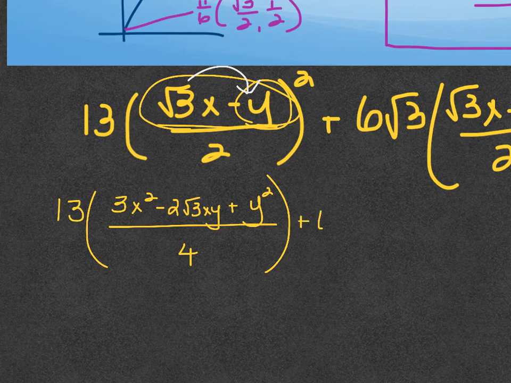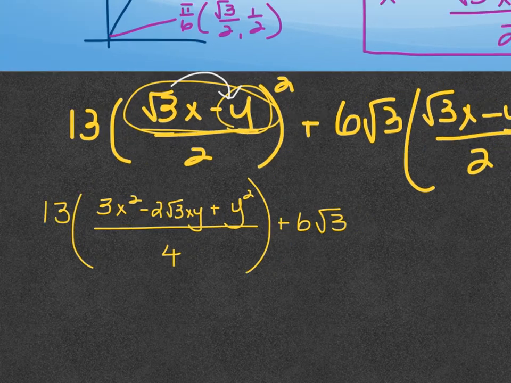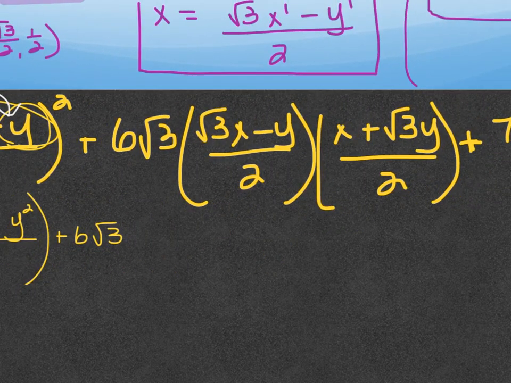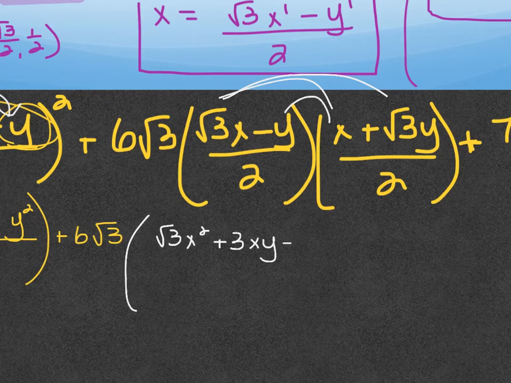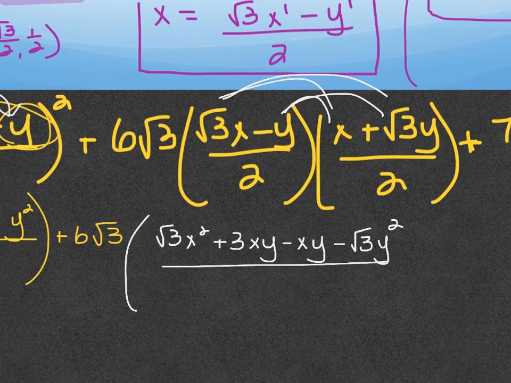Then I go to the next one, plus 6 root 3. This time, it's not squared. And they're not the same terms with a plus and a minus, which means I actually have to FOIL these out. So first is root 3x squared. Outer, root 3 times root 3 is 3xy. Inner, minus xy. Last, negative root 3y squared. And all of that goes over 4.